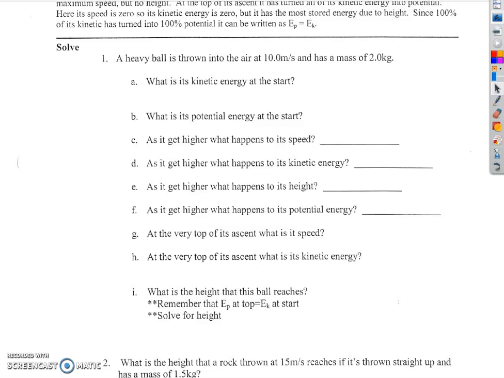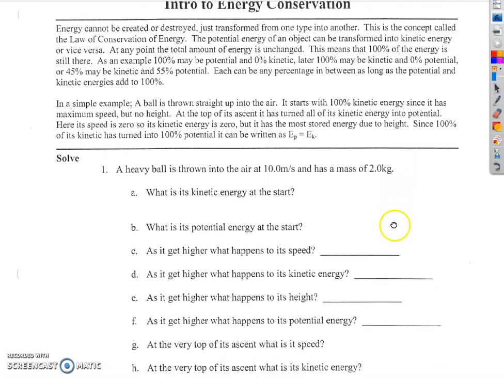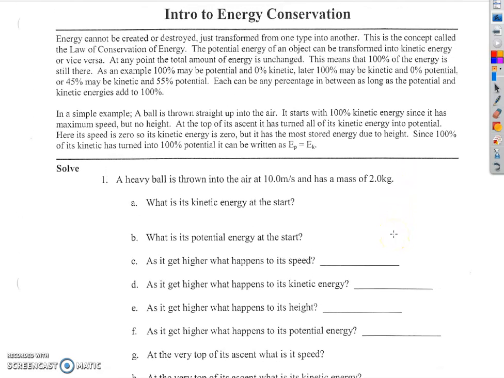In this video, I'm going to go over the Intro to Energy Conservation that is page 28 in your packet. So when we talk about energy conservation, what we're saying is that energy can neither be created nor destroyed. And in this case, they're talking about a ball that is thrown straight up into the air and then it's going to come back down.